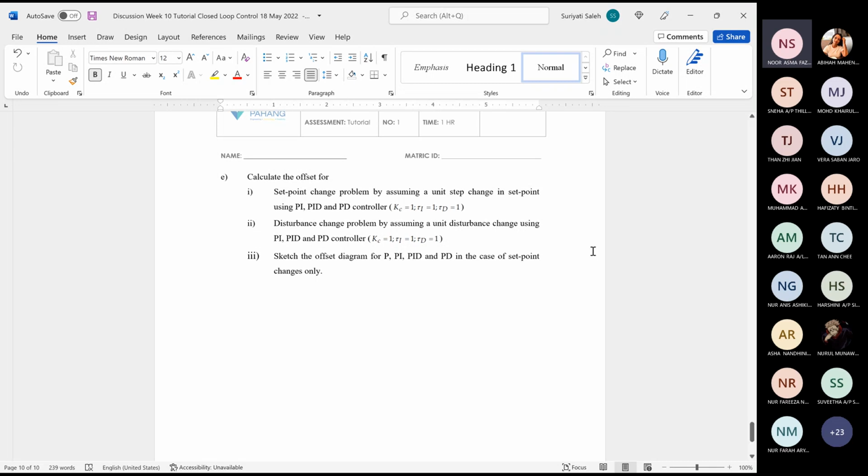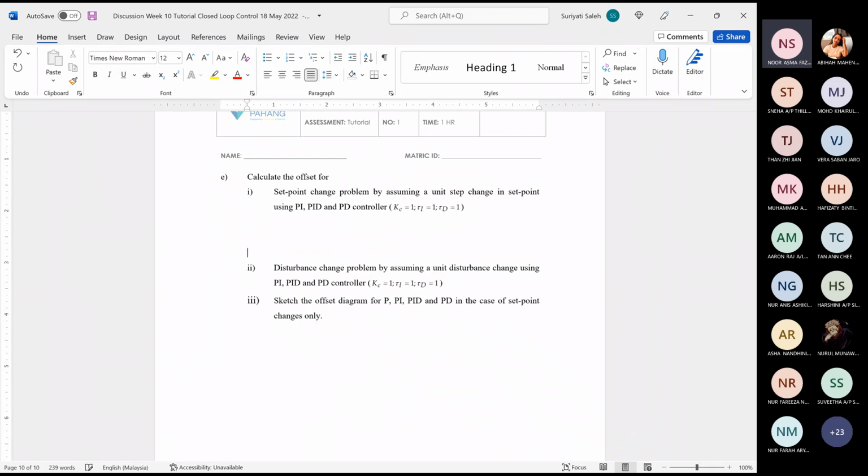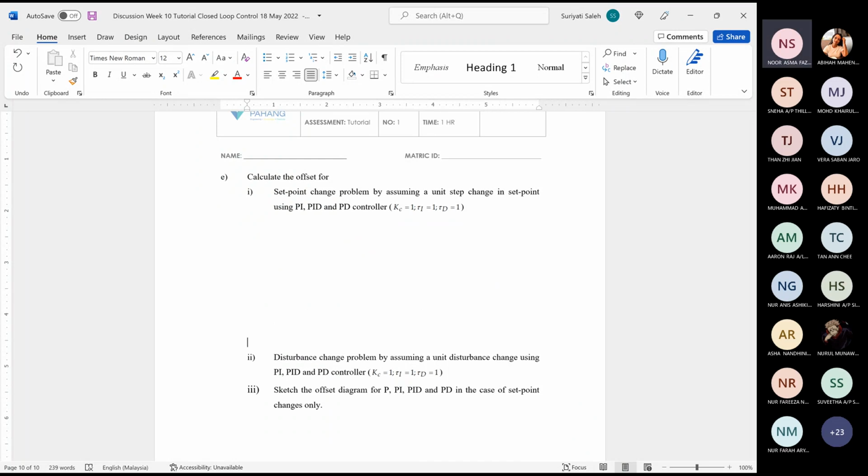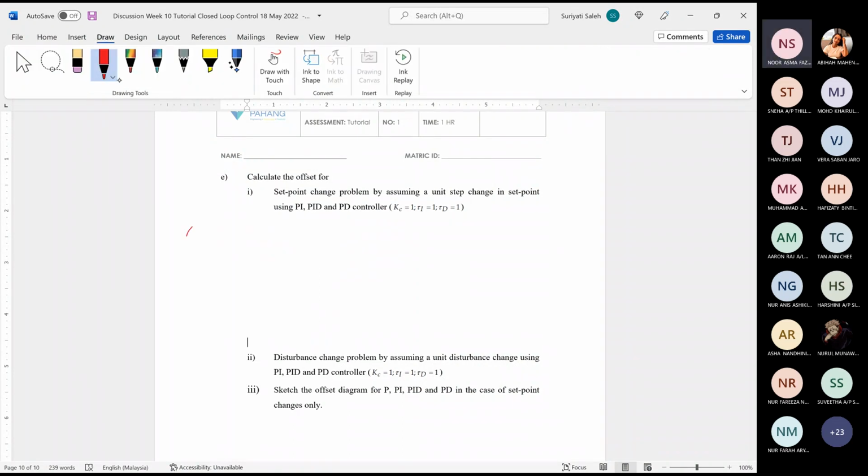All right. Based on my observation of those who already submitted to me, I found this one is a little bit tricky for you. So let's have a discussion a little bit on calculating the offset. In this case, I highlight using the PI control, just for all of you to have a clear understanding.